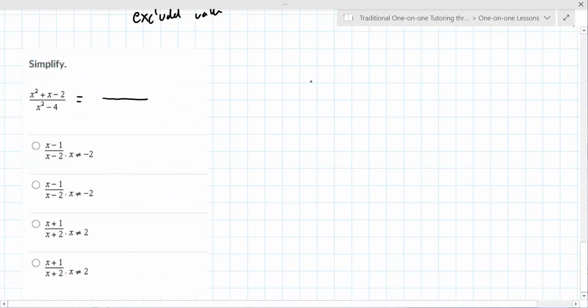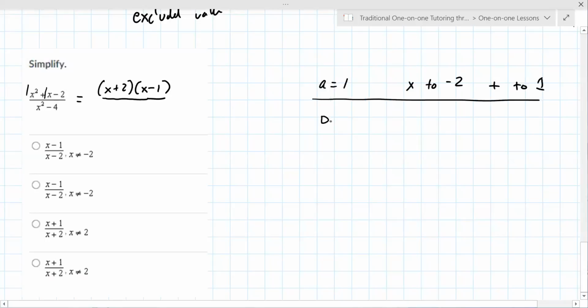No. Okay, so the top is what's called an A equals 1 problem, and it's referring to this number out here. And you're looking for two numbers that multiply to -2 but add up to 1. So you have to multiply to -2 and then add to +1, that middle there. So in this case, I'll just write the answer. It's x plus 2, x minus 1, because 2 and -1 multiply to -2 and they add up to +1. Now the bottom is what's called difference of squares.